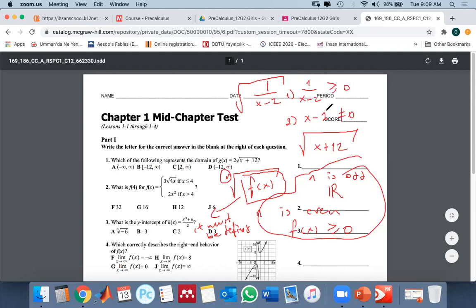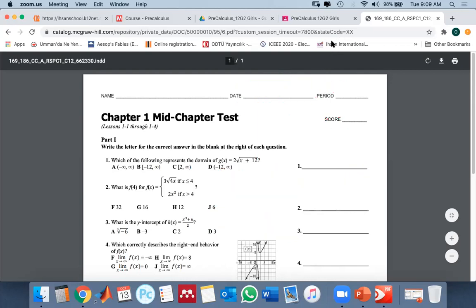Not okay? Wait, why is it greater than or equal to 0? It's okay. Please focus. Just focus. I am explaining one more time. Let's start from the beginning.